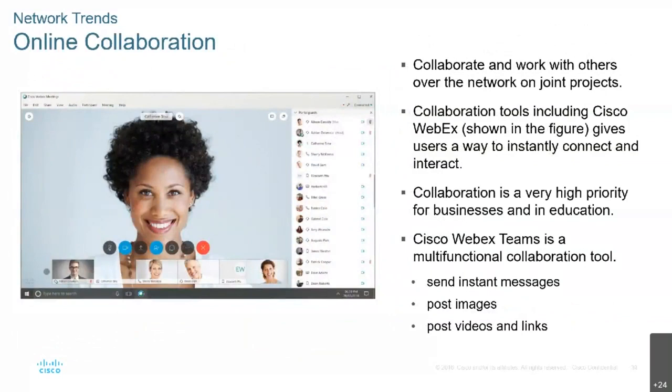And online collaboration by using Cisco Webex. This is exactly what we are doing right now. You will agree with me. This is exactly what we're doing right now. All of you are over here, okay?